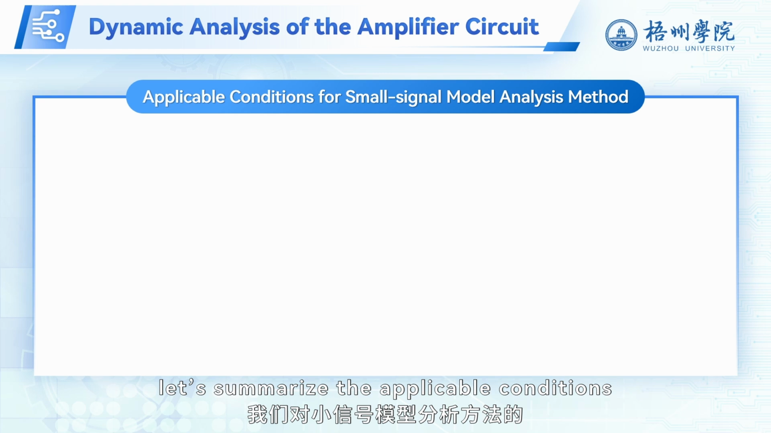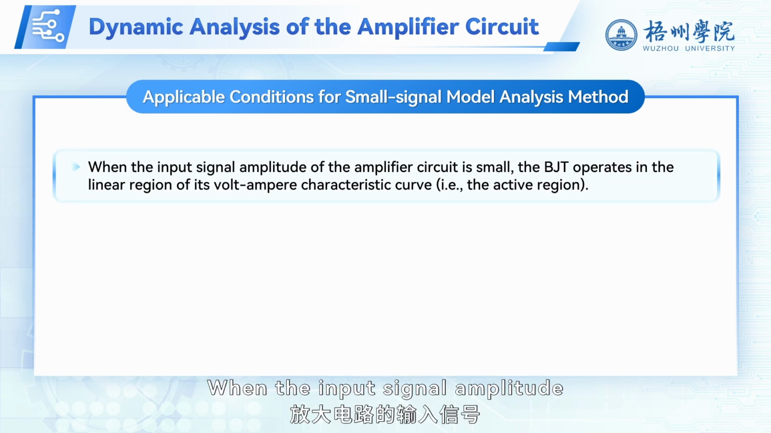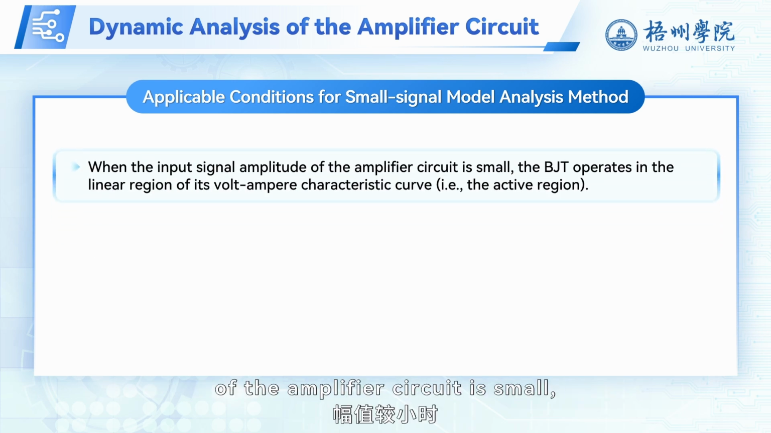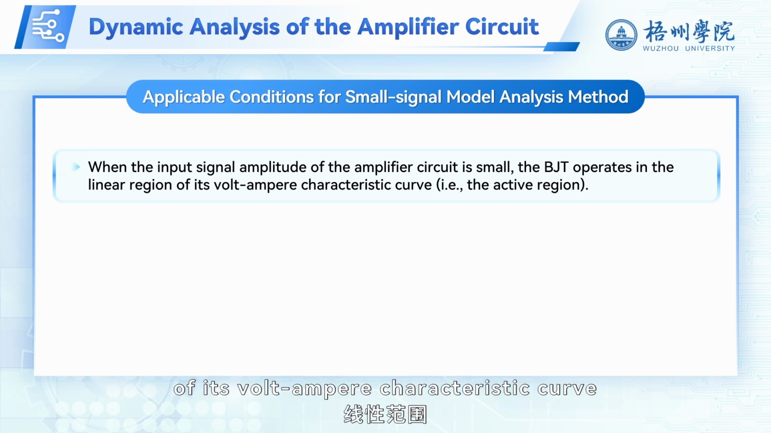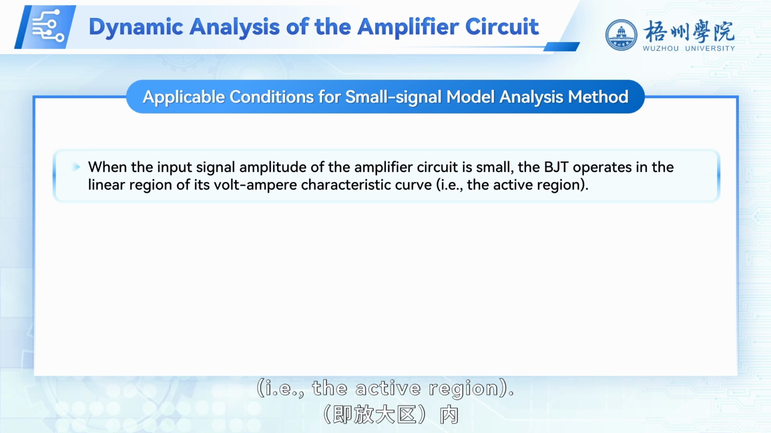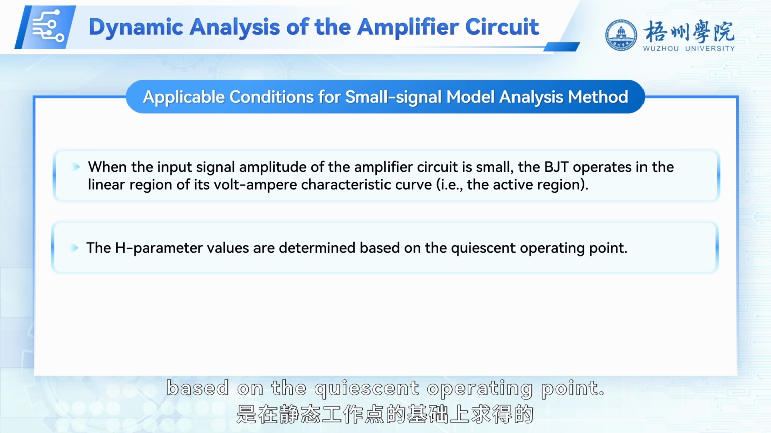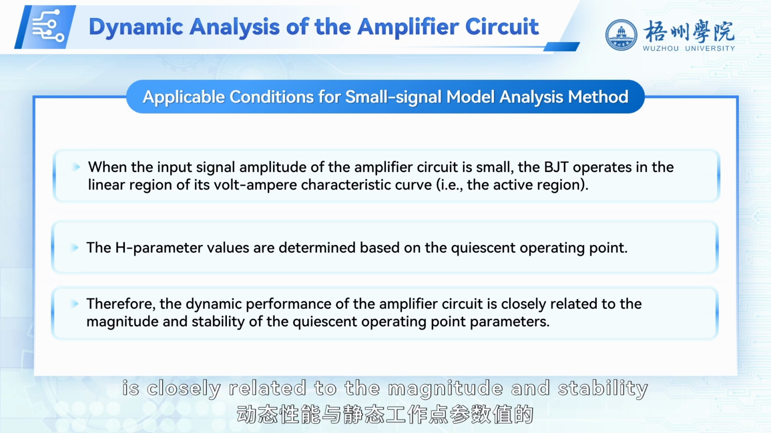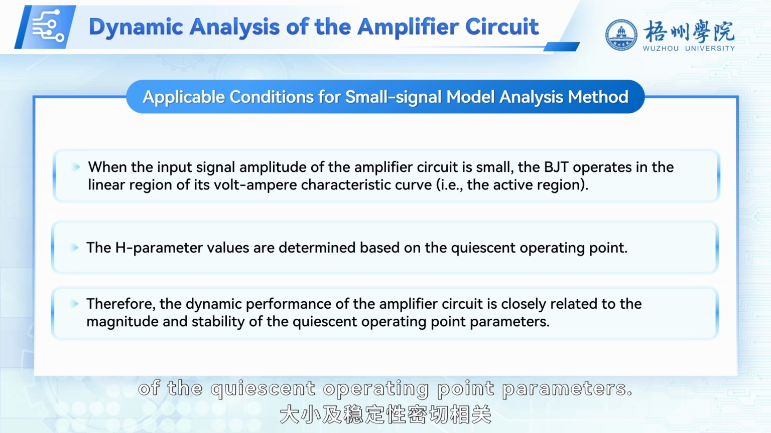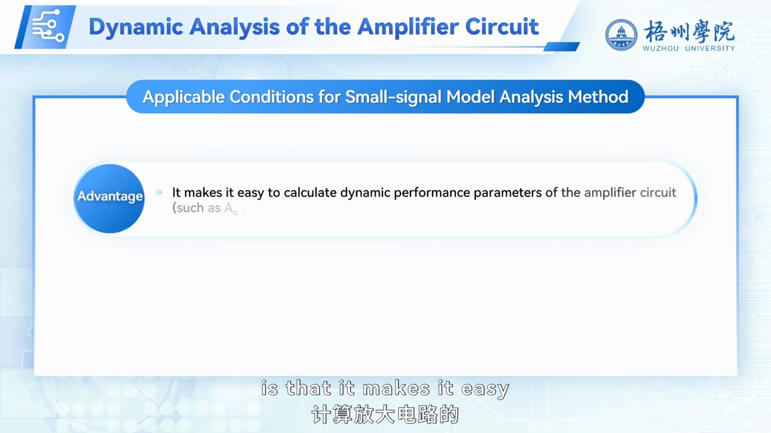Finally, let's summarize the applicable conditions for the small signal model analysis method. When the input signal amplitude of the amplifier circuit is small, the bipolar junction transistor operates in the linear region of its volt-ampere characteristic curve, i.e., the active region. The H parameter values are determined based on the quiescent operating point. Therefore, the dynamic performance of the amplifier circuit is closely related to the magnitude and stability of the quiescent operating point parameters.